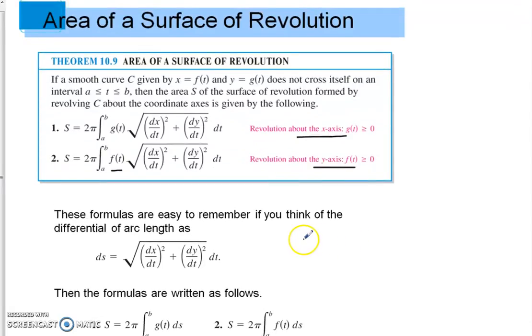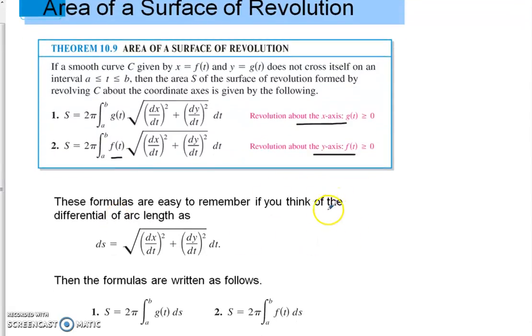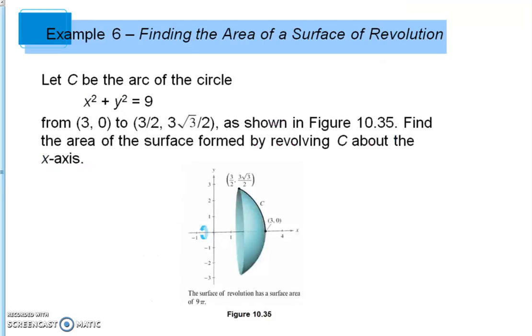And you may look at it like this. The differential of the arc length, ds, is equal to this. And so then the formulas are written 2 pi times the integral from a to b of g of t ds, or f of t ds. So those are the formulas. Let's take a look at an example. We might come back and peek at that in just a minute.